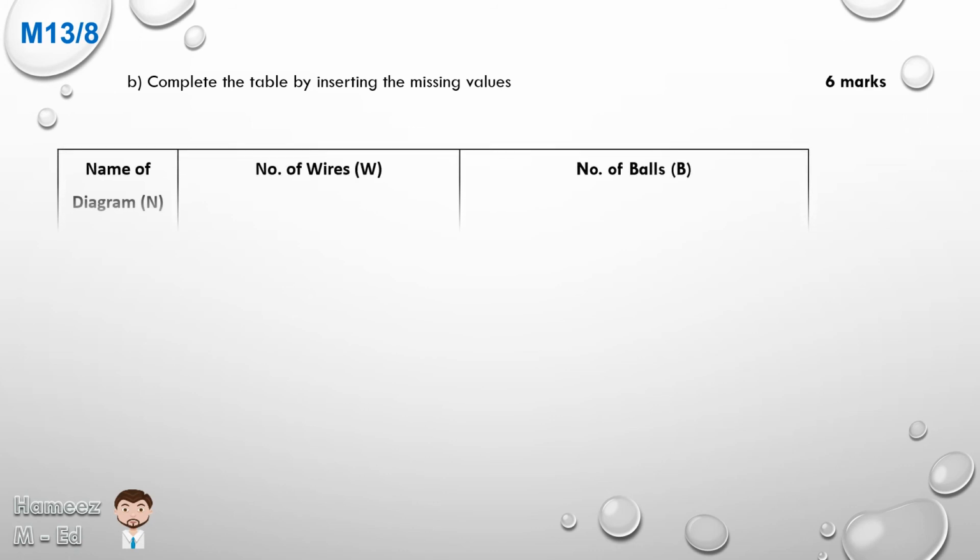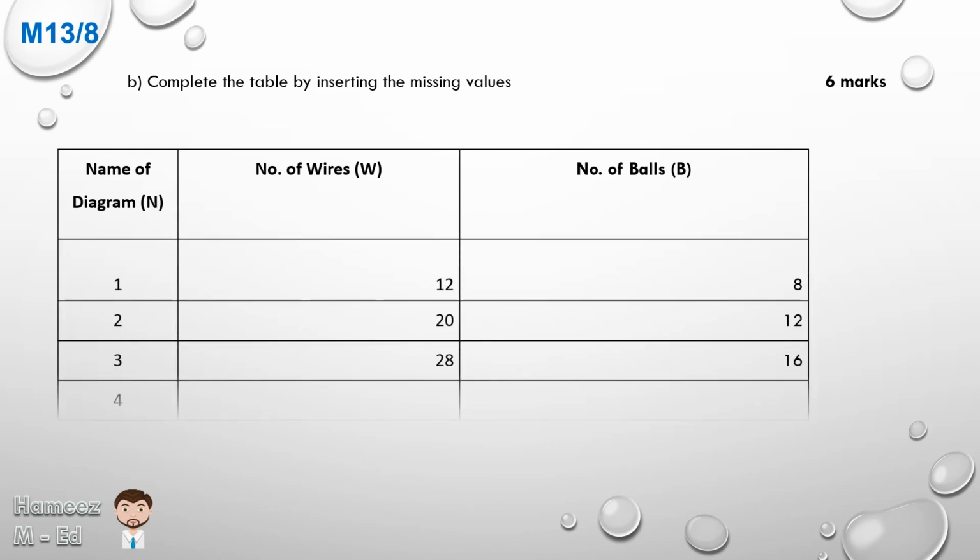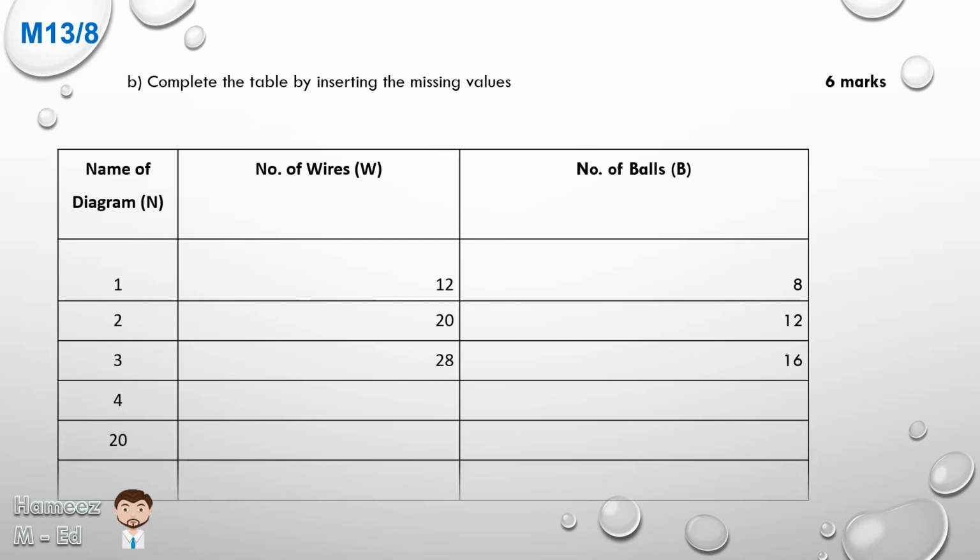In part B, complete the table by inserting the missing values at the following rows. So if we look at the diagram, we can see the first column, name of the diagram, diagram 1, 2, 3, and 4 and 20, and we drew diagram 4. Number of wires, 12, 20, 28, so you can see they're increasing by a constant amount. Number of balls, 8, 12, 16, and so forth. So we should be able to fill out rows 4 and 20.